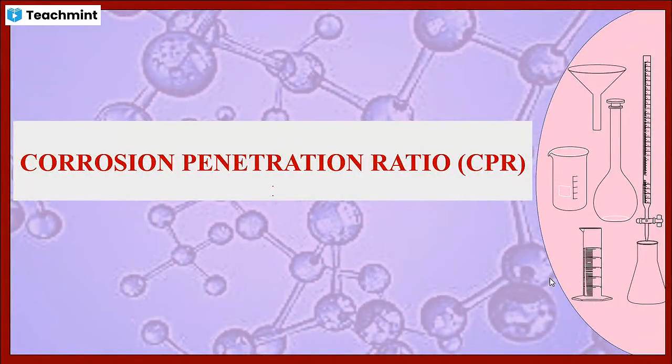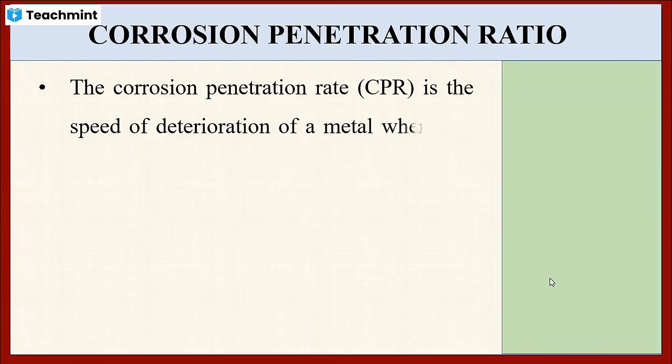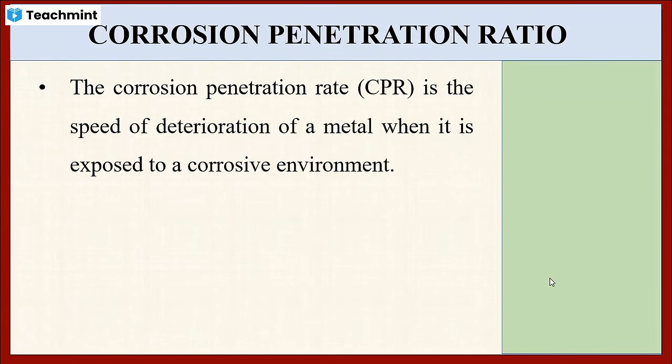In this video, let us discuss corrosion penetration ratio, that is CPR. We know when the metal is exposed to corrosive media, then the destruction or deterioration of the metal will take place, right? So the speed of this destruction or deterioration of a metal when it is exposed to a corrosive environment is known as corrosion penetration rate, that is CPR.